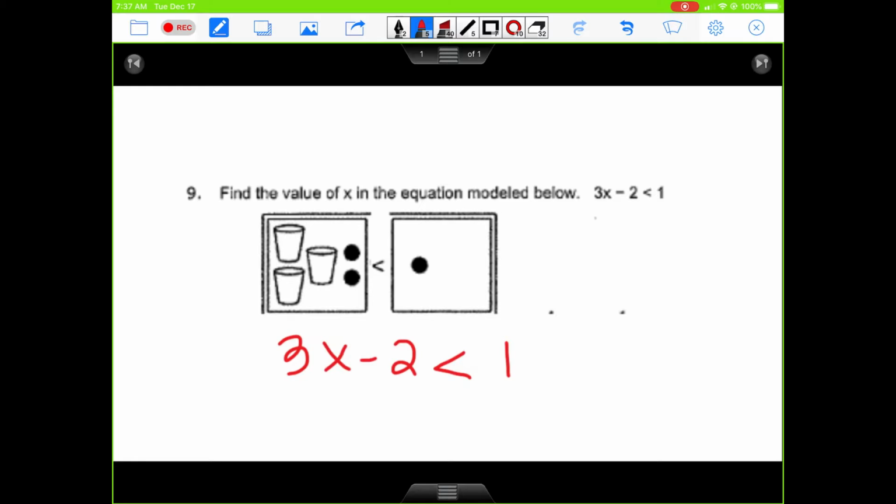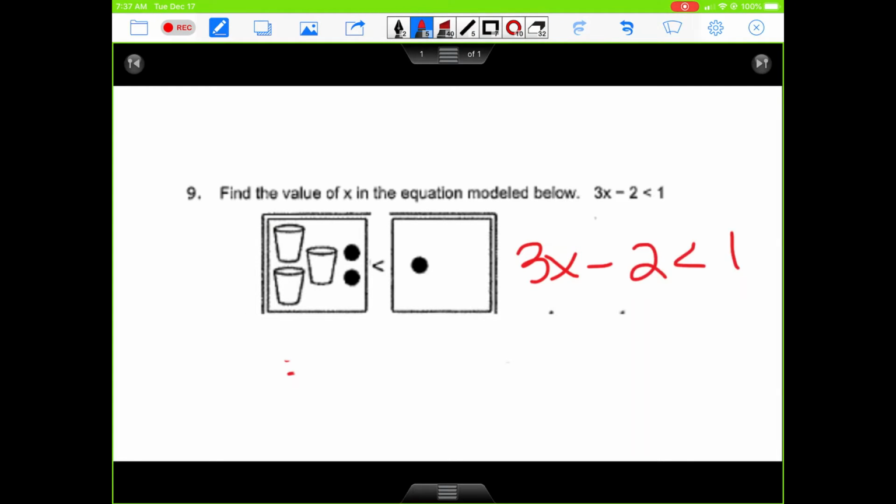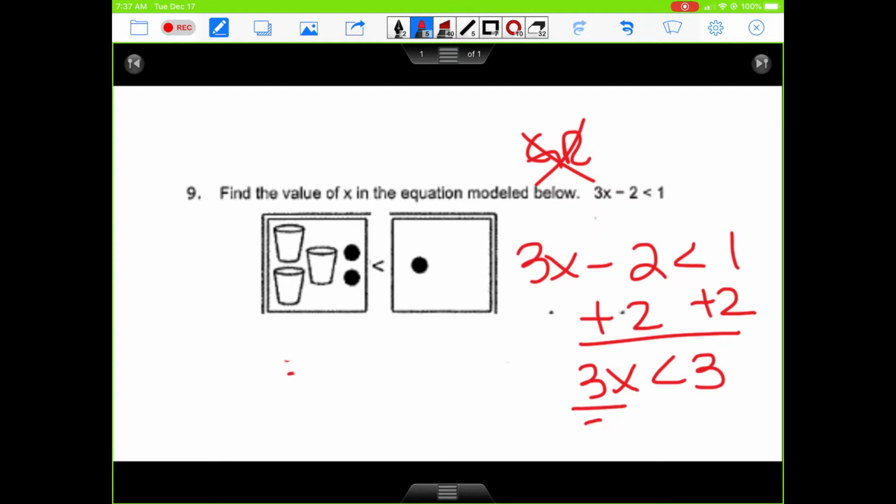We'll go ahead and solve. I'm going to add 2 on both sides. But before we solve, let's backtrack a little bit because I forgot the golden rule. Does my golden rule apply here? It does not, because my coefficient is positive, not negative, so I do not have to flip my sign. The golden rule does not apply. So now let's solve. Add 2 on both sides. 3x is less than 3. Divide by 3 on both sides, and x is less than 1.